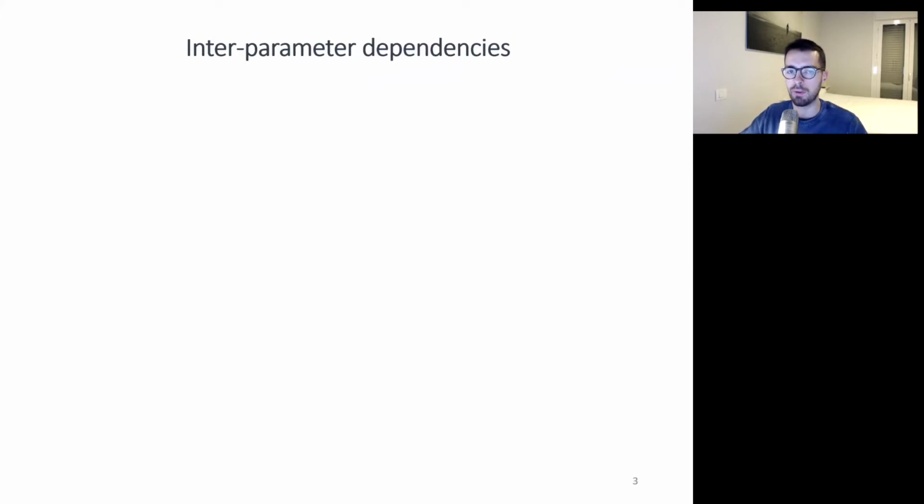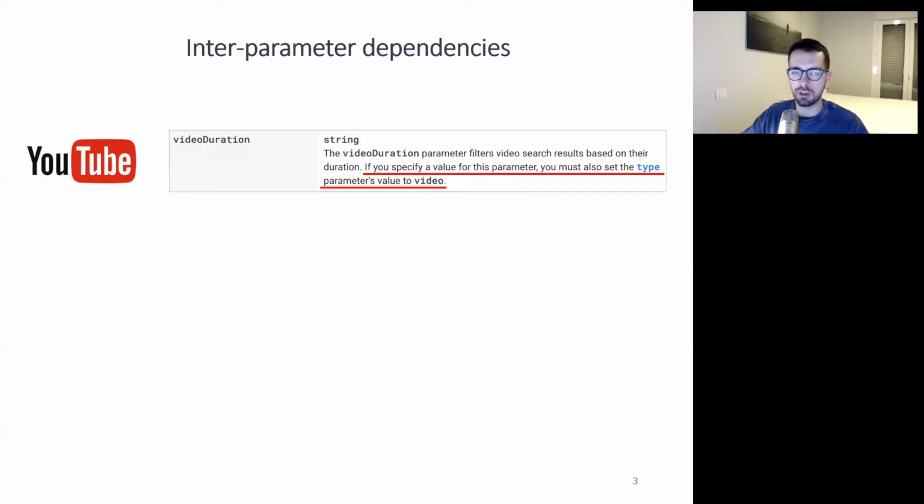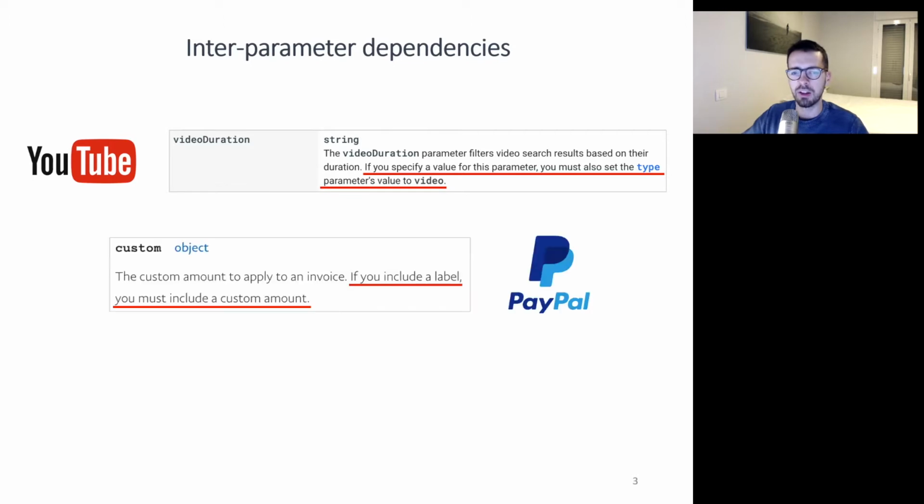So here you have a few examples. This comes from the YouTube web API. In that API, you have an operation to search for videos, channels, comments, etc. And for example, you can search for videos and filter them by their duration with the video duration parameter. But the thing is that if you specify a value for this parameter, you must also set the type parameter's value to video. So that's an interparameter dependency, a restriction, a constraint between two or more input parameters of the same web API operation.